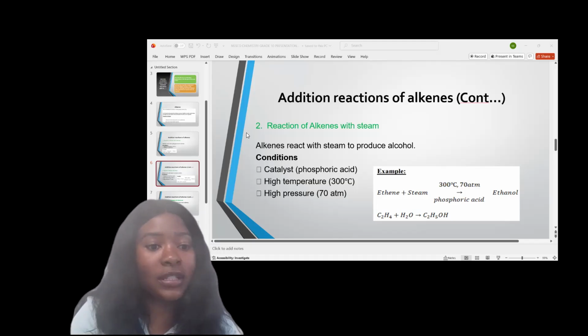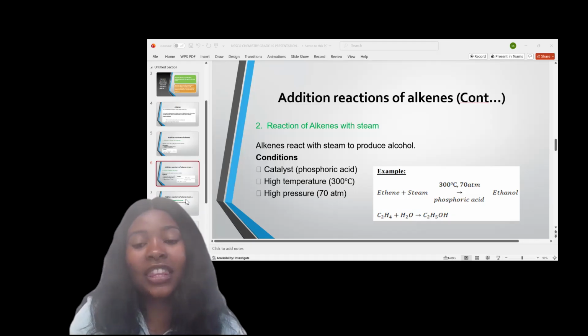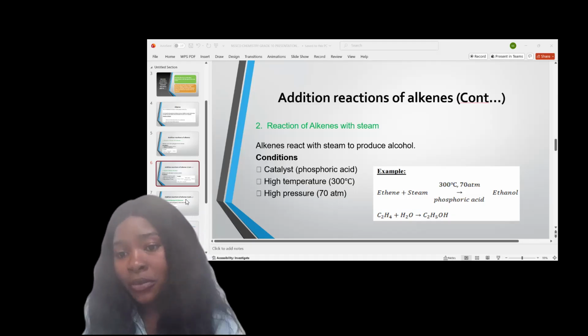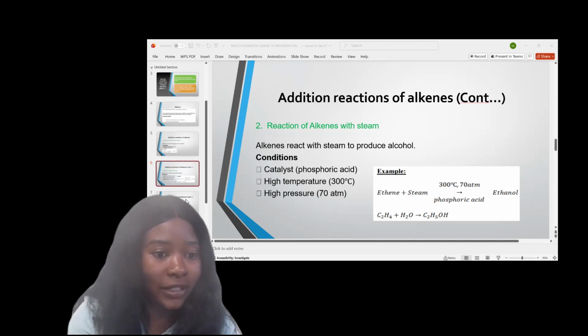Of course it's made at the industrial levels. Here we are just learning the theory of how ethanol is made, but we will not be making ethanol in our lab, please. We don't want to burn down the school materials.